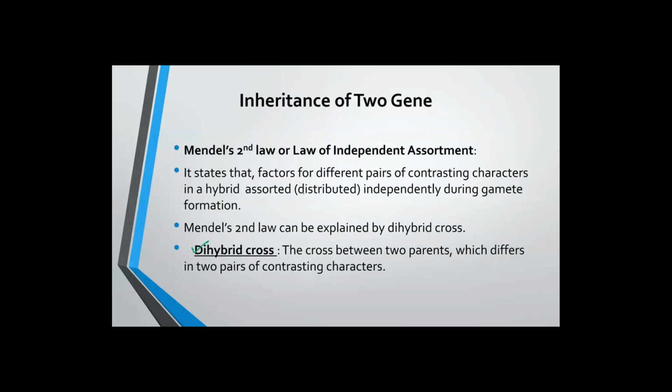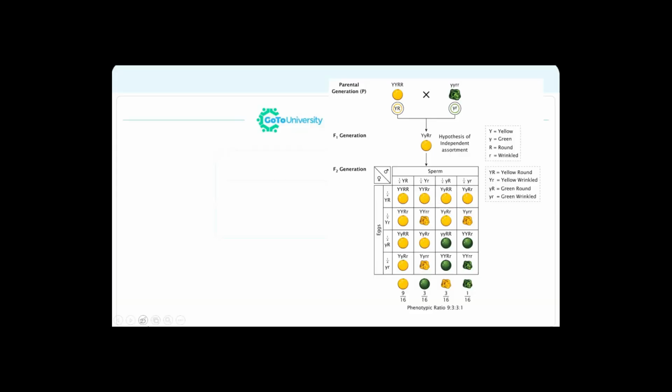dihybrid cross, where Mendel explained his second law, that is the law of independent assortment. The law of independent assortment states that the factors for different pairs of contrasting characters in a hybrid assort independently during gamete formation. Mendel's second law can be explained by a dihybrid cross. Here is a cross between two parents which differ in two pairs of contrasting characters. Let's explain a dihybrid cross here.